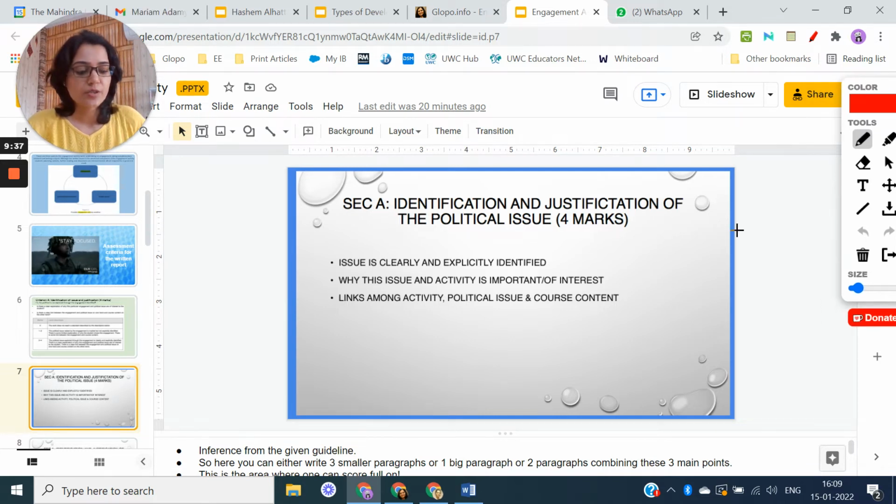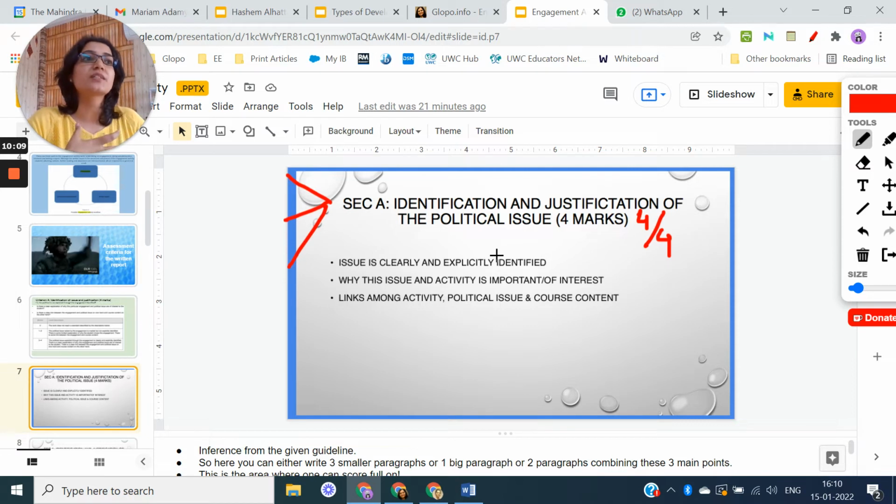What you are supposed to write: generally I ask my students to categorize this criterion into three parts. Not necessarily in three paragraphs, because that would be too many paragraphs for a 2000-word report. Either you can write it in two paragraphs or in one big paragraph. The choice is yours. This is connected to the introduction; you may call it introduction, or identification and justification of the political issue. This is worth 4 marks, and it can be 4 out of 4 also.